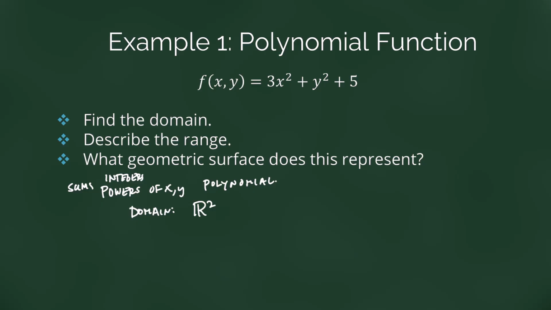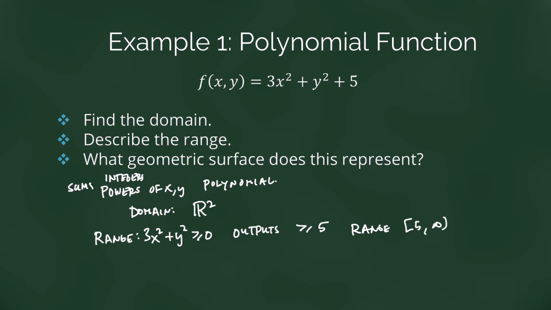For the range, we want to notice that 3x squared plus y squared is always a positive number. Regardless of what values of x and y I plug in there, that's always going to produce a positive number, or a number that's greater than or equal to 0. That means that the outputs of this function are all greater than or equal to 5, because we're adding a positive number, or 0, to 5. That means that our range is going to be the numbers from 5 to infinity.